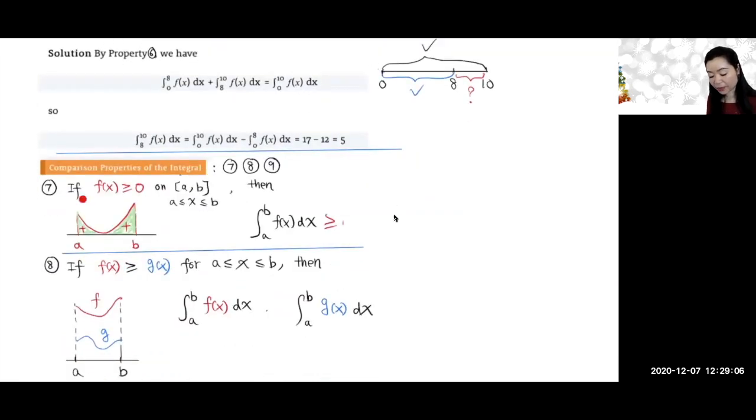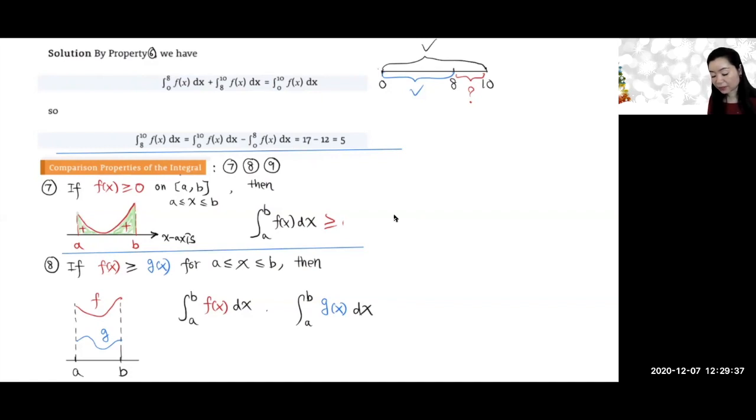Okay, the next property. If this is a positive function, when I say positive function, it means it's non-negative, so when it's greater than or equal to 0. It could equal 0. So if you try to visualize it, it's always above or touching the x-axis. So the graph is always above or touching this x-axis.